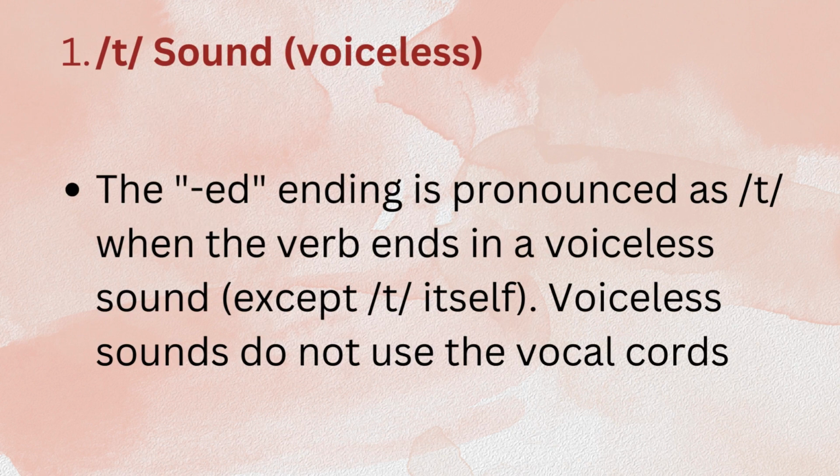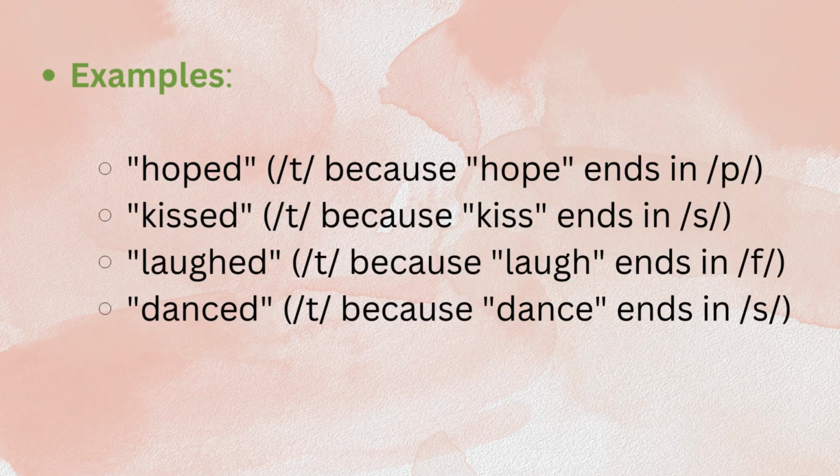T sound, voiceless. The ed ending is pronounced as T when the verb ends in a voiceless sound, except T itself. Voiceless sounds do not use the vocal cords. Examples: hoped, T because hope ends in P. Kissed, T because kiss ends in S. Laughed, T because laugh ends in F. Danced, T because dance ends in S.